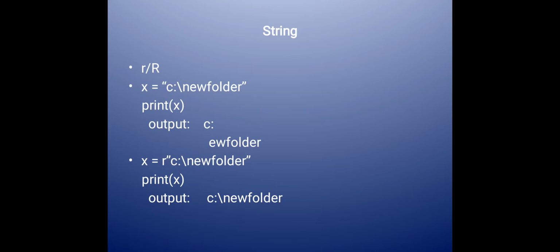So we have used this string as the rawstring in the second example. That means x is equal to r, then within double quotes c colon / new folder. So in this case, the output will be c / new folder. We will get the output in an appropriate manner. So this is the use of rawstring.